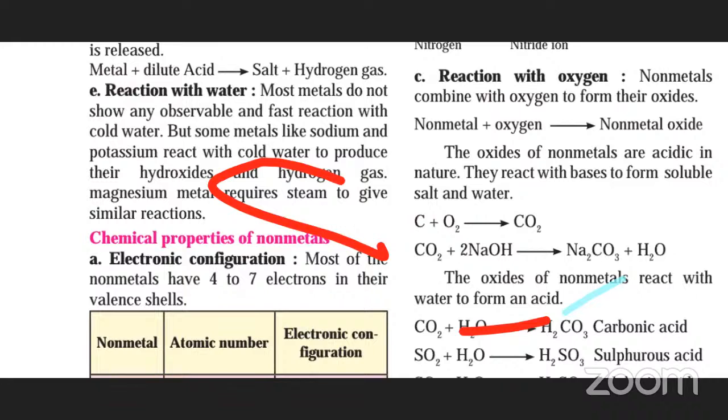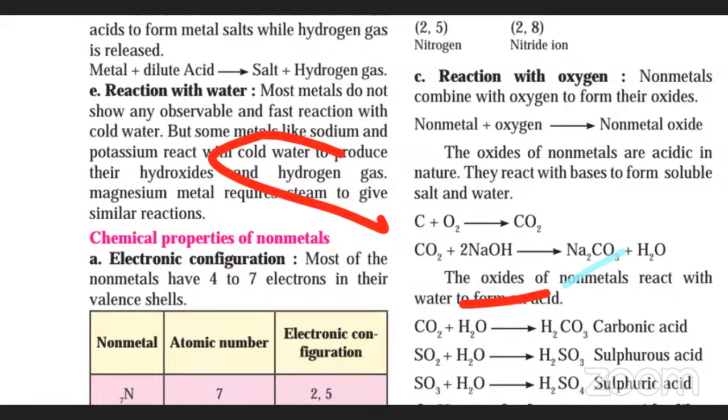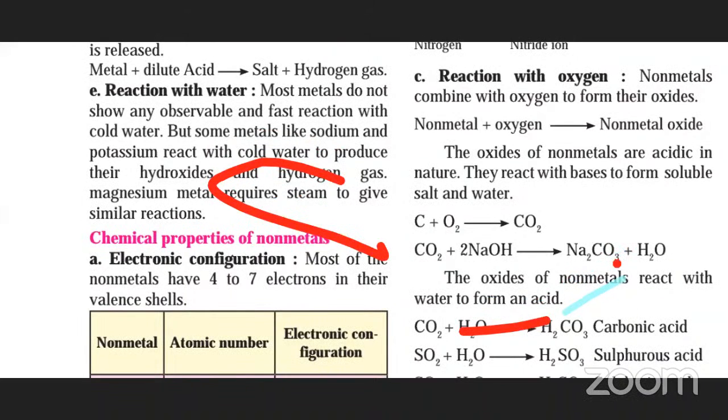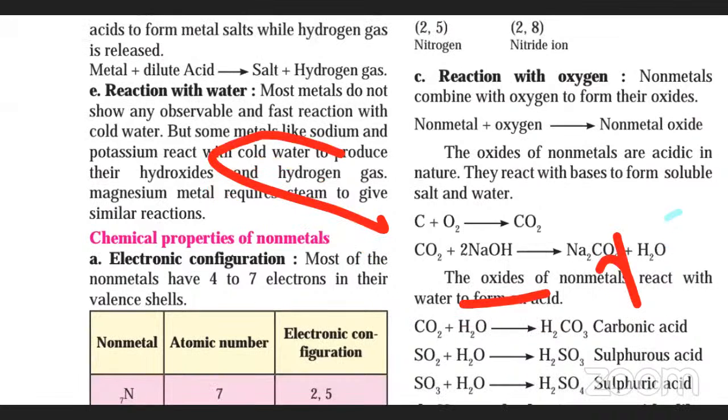Okay, next is reaction with water. Whenever these elements react with water, what is produced? Again, hydrogen gas will be produced. Whenever these metals react with water, hydrogen gas is produced, and along with hydrogen gas, hydroxides are produced. If sodium reacts with water, sodium hydroxide will be produced. If magnesium reacts with water, magnesium hydroxide will be produced.